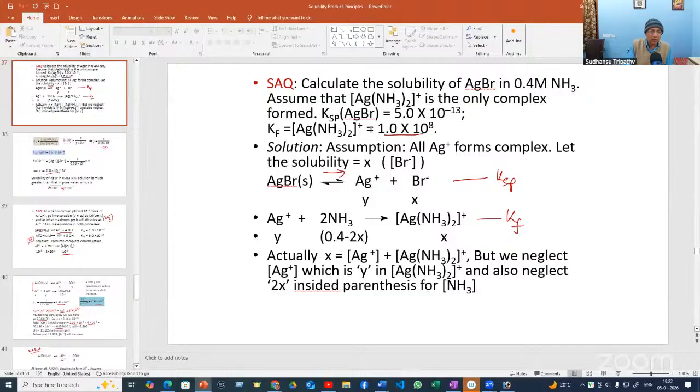Now here in this problem, the KSP is given and the formation constant for diamminesilver is given. It is a very stable complex. The formation constant is so high. So I have written down the two.